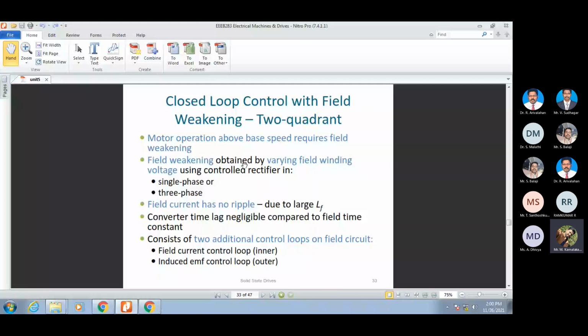So if the magnitude of the field is going to be very high, then we will go for a three-phase controlled rectifier. If the magnitude of the field circuit is going to be very low, then we can go for a single-phase controlled rectifier block. The field current should not contain any ripple in it. There may be a time lag when compared to the field circuit time lag. The converter time lag may be high.